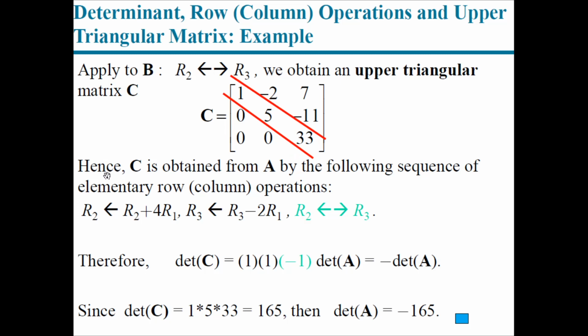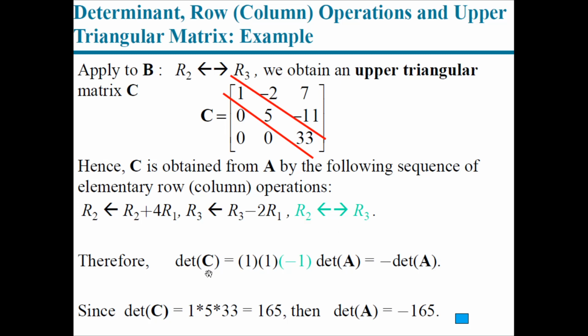So now what I have is a cute upper triangular matrix C, for which it is super easy to compute the determinant. But what I want is the determinant of matrix A actually. So now the only thing I need to keep in mind is what was the sequence of elementary row or column operations that helped me transform matrix A into matrix C. So the operations were replacement, replacement, and swap.